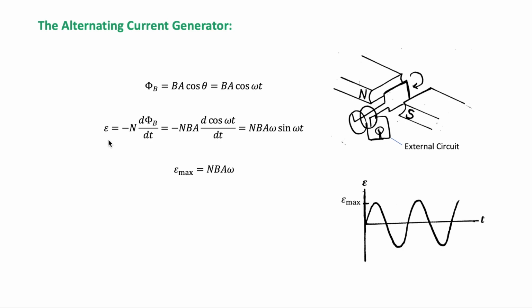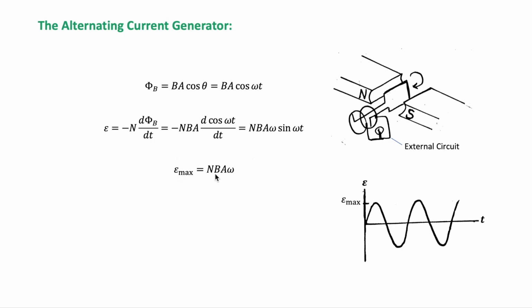And therefore, the induced electromotive force is E equals minus N d phi B over dt, and this gives NBA omega sine omega t. So a plot of this electromotive force is shown here, where it varies sinusoidally with time.